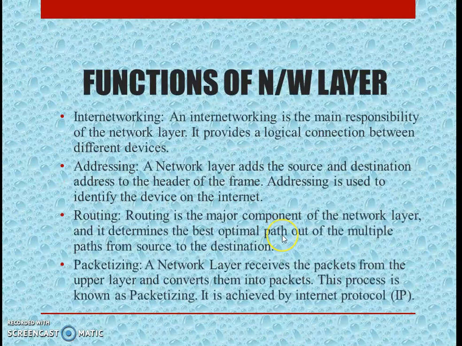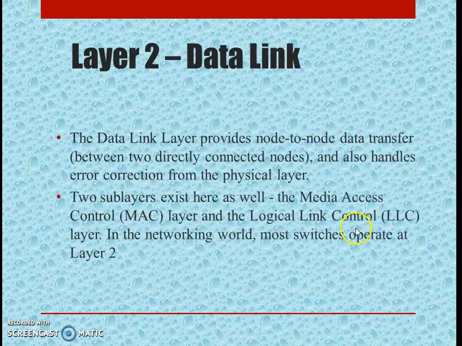These are all handled by this network layer, especially internetworking and addressing. It also adds the source and destination address to that frame. That is also done by this network layer, along with deciding the path. It converts the data received from the upper layer into packets, segments into packets. That is done by this network layer.